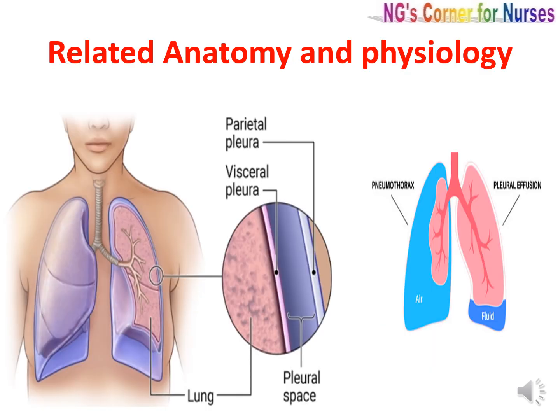Let's start with the related anatomy and physiology. Pleura is a closed serous sac which encloses the lung. It has two layers, that is parietal pleura and visceral pleura. The parietal pleura lines the inner surface of the chest wall and thoracic surface of the diaphragm, and the visceral pleura lines the outer surface of the lung and its fissures.